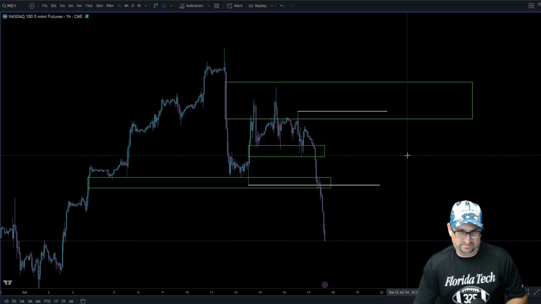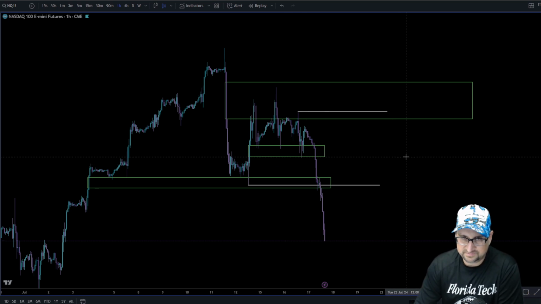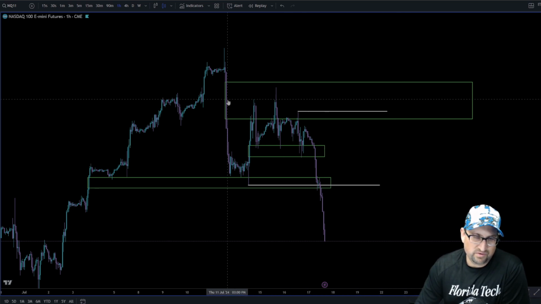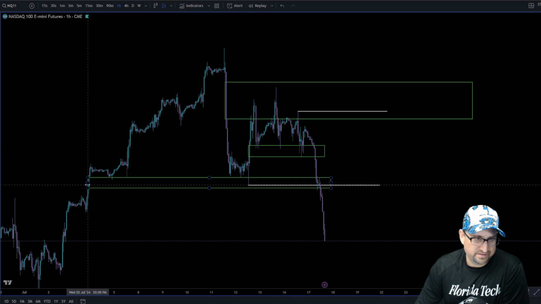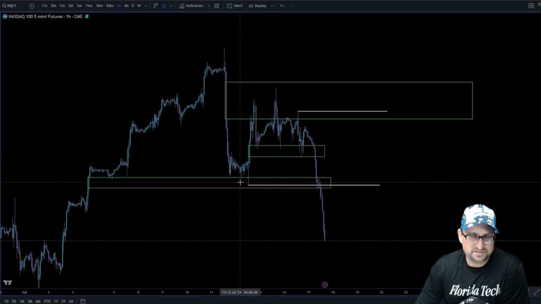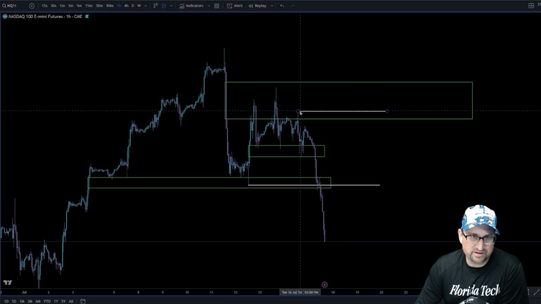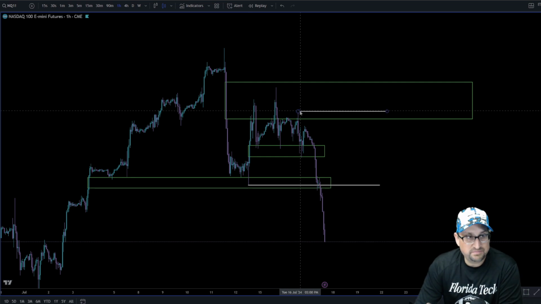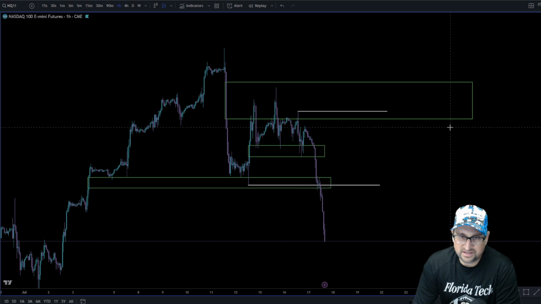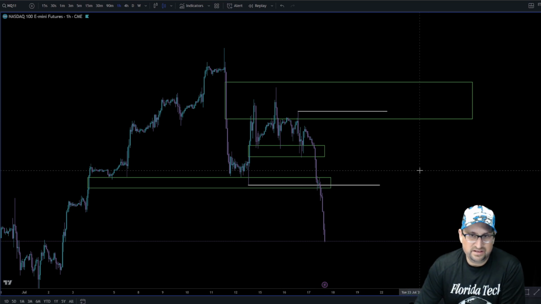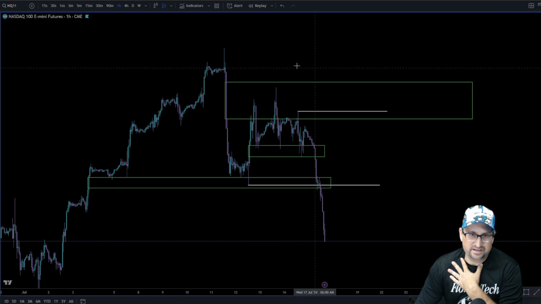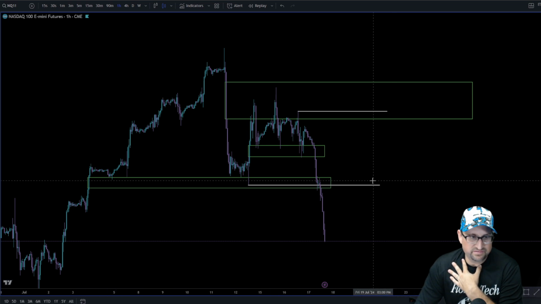Okay. This would have been a nice place to short. So these are 1 hour fair value gaps right here. Okay. Those are my points of interest. These are points of liquidity. Okay. These are another point of interest. All right. So as I'm trading throughout the day, I want to keep this on my chart, right? I want to make sure that I am aware of these points of interest.